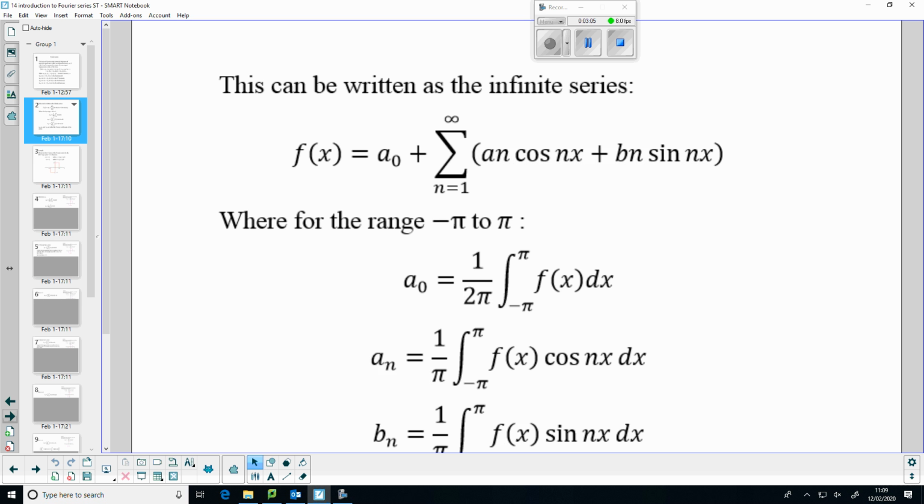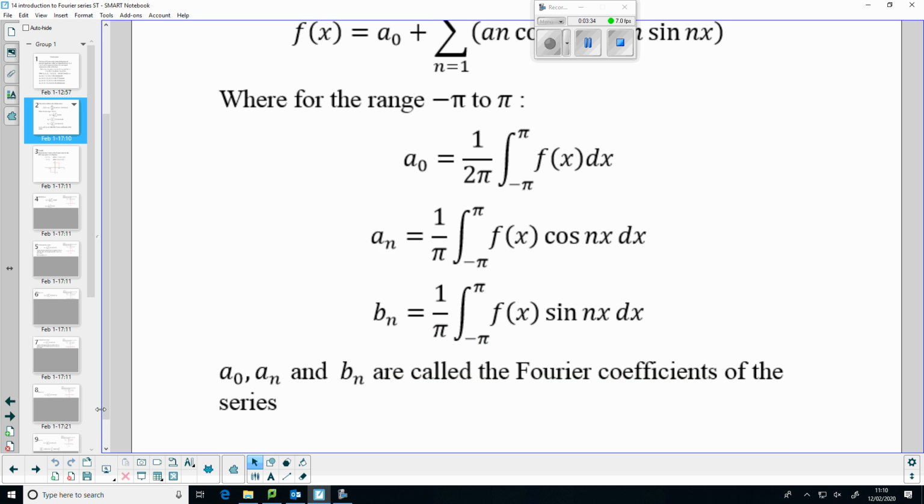Where for the range of minus pi to pi, this is how we find out what these constants are. For a0, we take 1 over 2 pi, and then we integrate the function between minus pi and pi. To find an, 1 over pi, integrate between minus pi and pi of the function times cosine nx, and to find bn, 1 over pi, with sine nx. a0, an, and bn are called the Fourier coefficients. So all those that you find are Fourier coefficients.